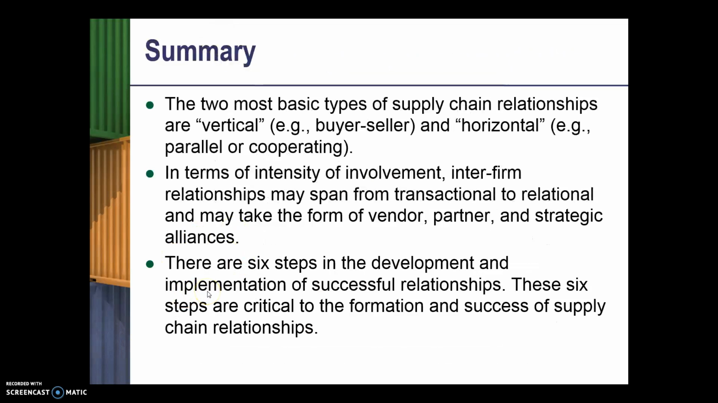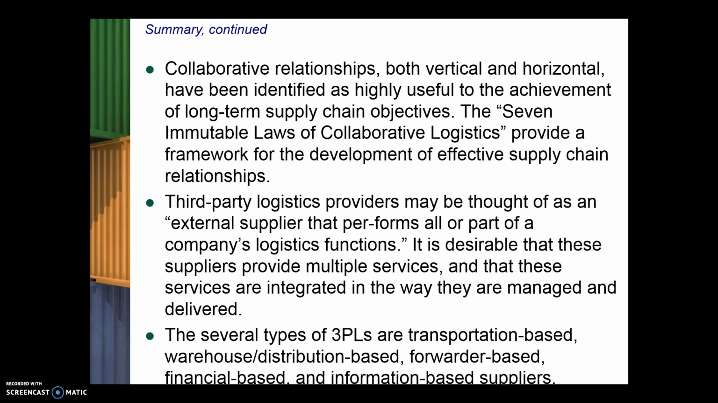And then as we end, we have learned what the objectives wanted us to gather. So we got the 2 basic types of supply chain relationships, vertical and horizontal, terms of intensity of involvement, and 6 steps in development and implementation of collaborative relationships, third-party logistics, and several types of 3PLs.